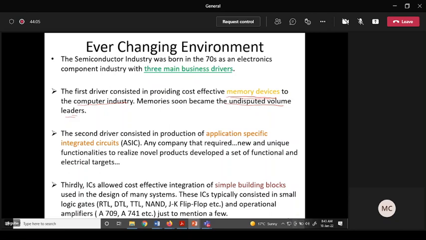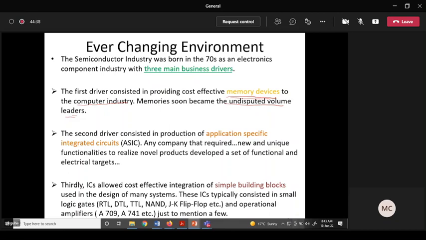There are other aspects, for example, application specific integrated circuits. So you want to design some circuit which is very application specific. For example, maybe you want to design a circuit for sensor interfacing. So that is like a second driving interest for the IC industry, as far as the semiconductor industry is concerned. That is ASIC, that is application specific integrated circuit.